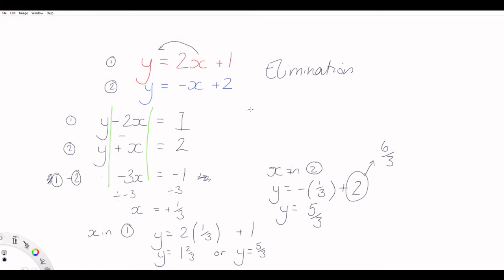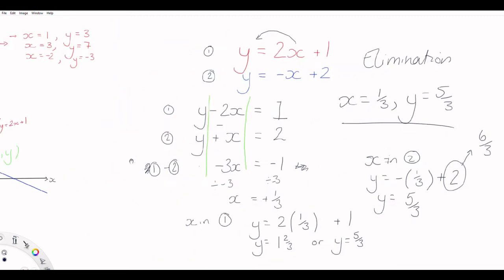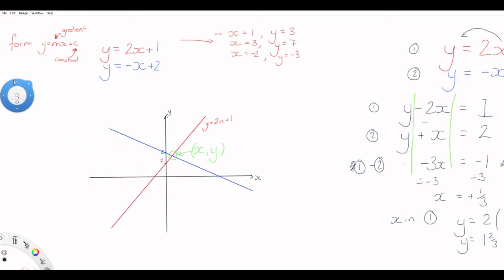So our solution to those simultaneous equations is x equals 1 over 3, y equals 5 over 3. And that is the point on the graph: 1 over 3, 5 over 3. If you look visually, we just sketched it before, and you can see that's roughly what we found. That's 1 over 3, and here that is 5 over 3, and 5 over 3 is between 1 and 2. So that is pretty much correct as a visual check.